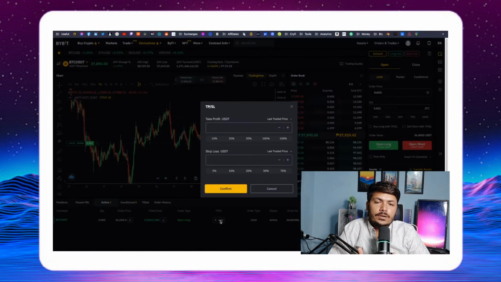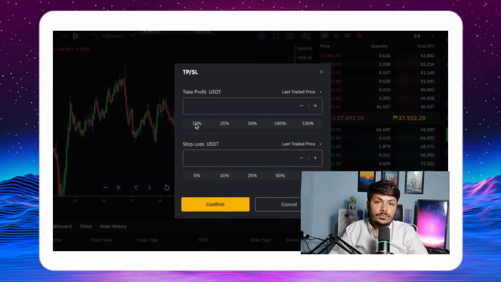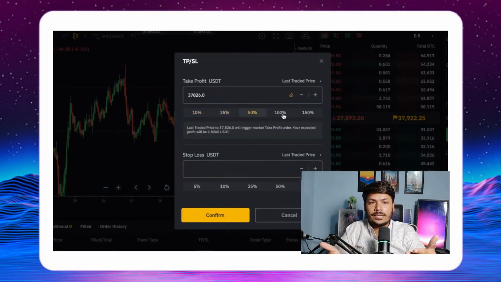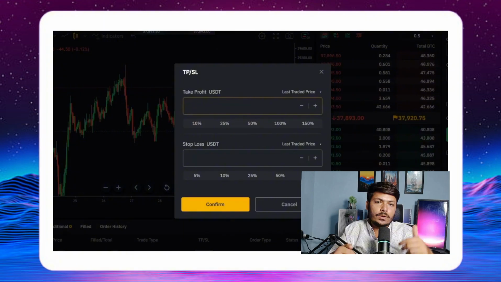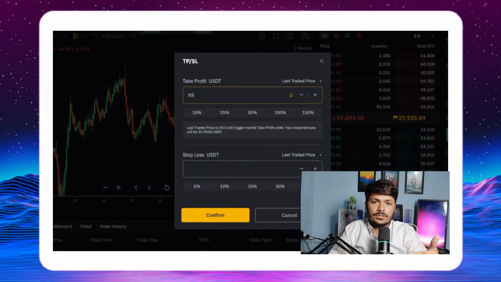To manage risk, you can add a stop loss and take profit. You can set these before confirming the order or afterward by clicking TPSL. For example, you could set a take profit at $50,000 and a stop loss at $33,000. This way, if Bitcoin rises to your target, you lock in gains, and if it drops too far, you limit your losses before liquidation.